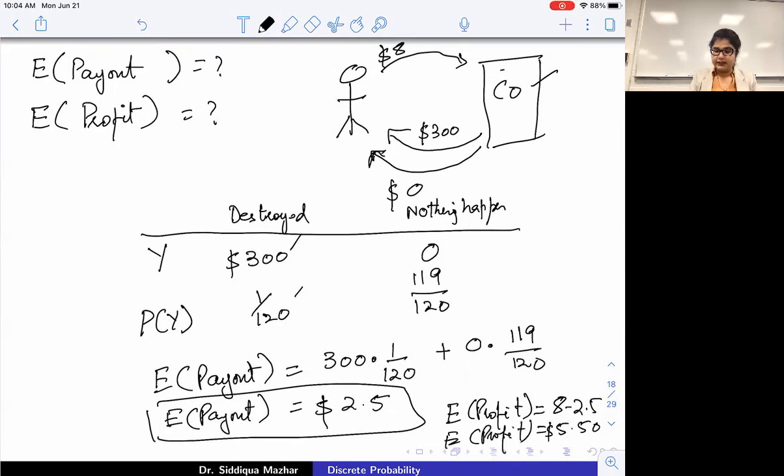So it means if all the customers, like 500 customers, buy the insurance, then on average, on each $8, they are going to get the profit of $5.50, even if something is going to go wrong. So this is how an insurance company works.